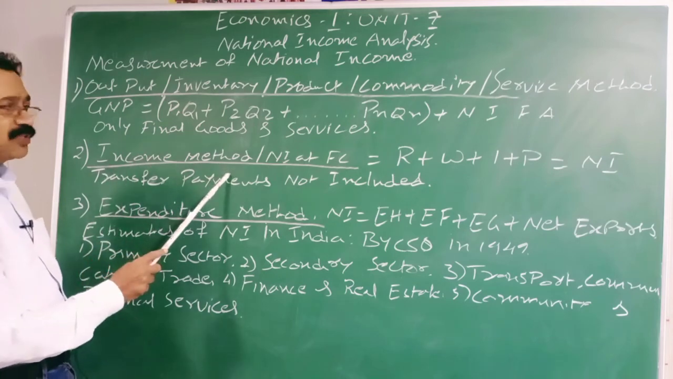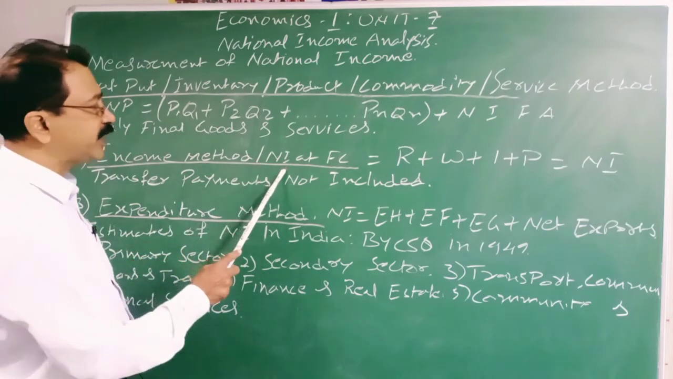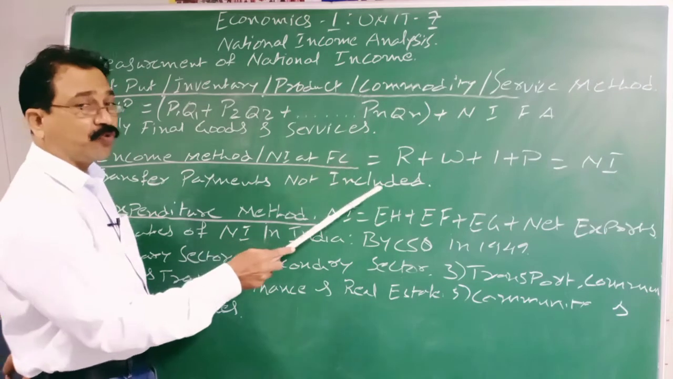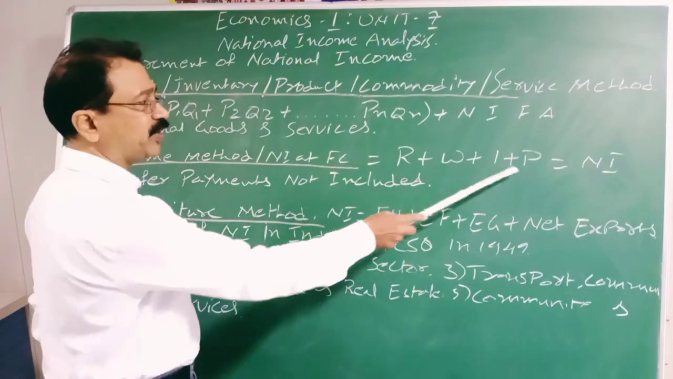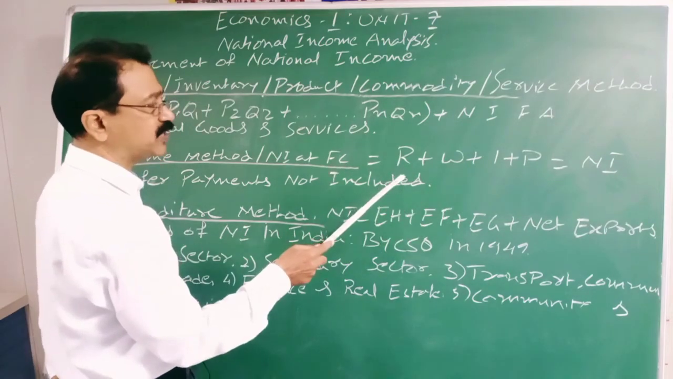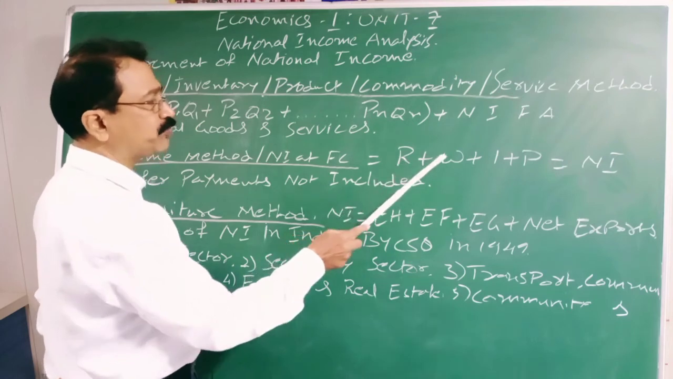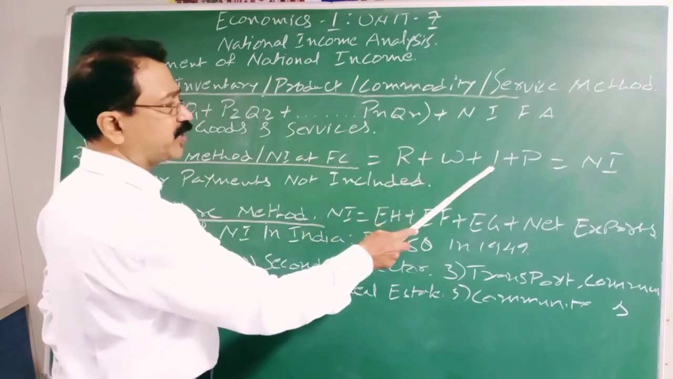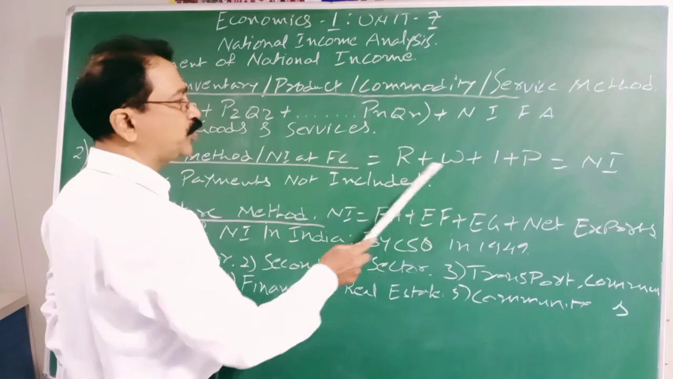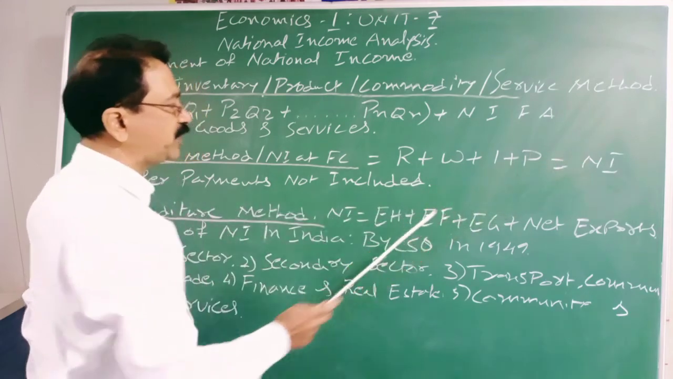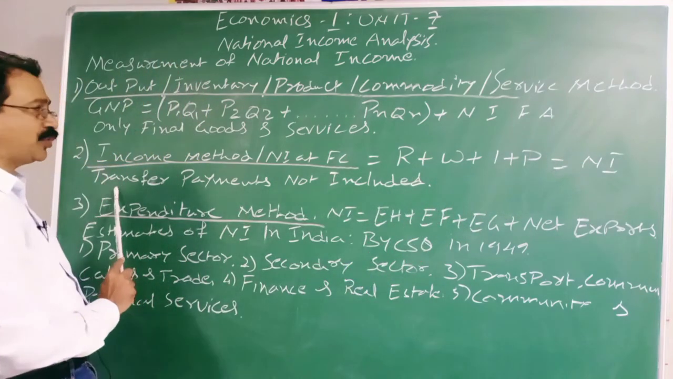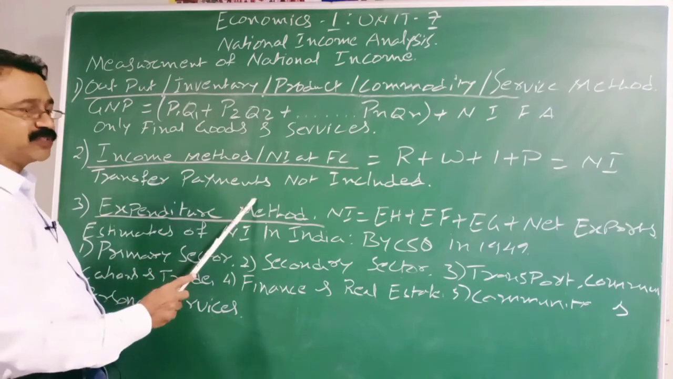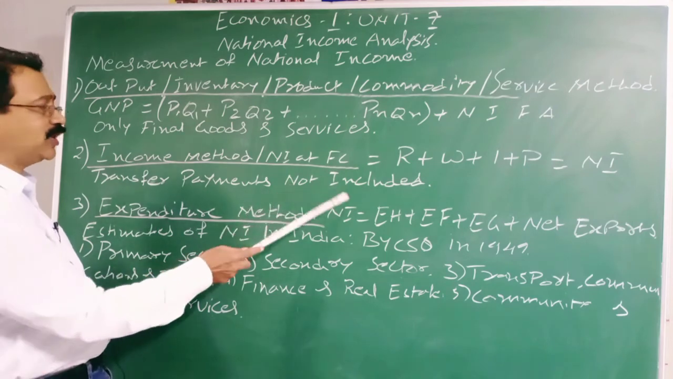Next, income method or national income at factor cost method. 4 factors' revenue will be calculated here. The 4 factors get: land revenue, labor wage, capital interest, organization profit. Put together, national income will be the result. Here we don't include transfer payments, so we are not going to include that.